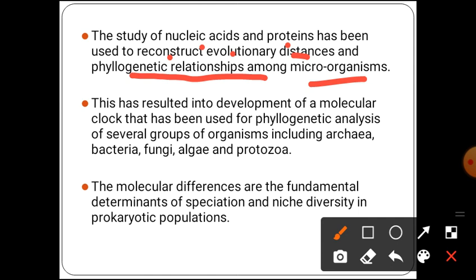Proteins are made up of amino acids, and amino acids have different sequences on which they can code, and they can be useful for identifying a single cell. It can vary from species to species, to know the phylogenetic relationship between cell to cell or species to species. That has resulted in the development of the molecular clock.